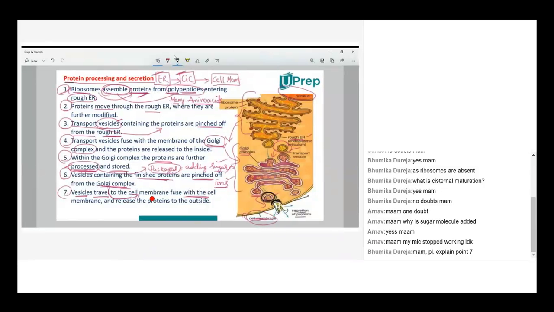So this is the whole process of protein processing and protein secretion, which will happen in the endoplasmic reticulum and Golgi complex. The specific term related to the Golgi complex is processing of protein. This is specifically related to the Golgi complex.